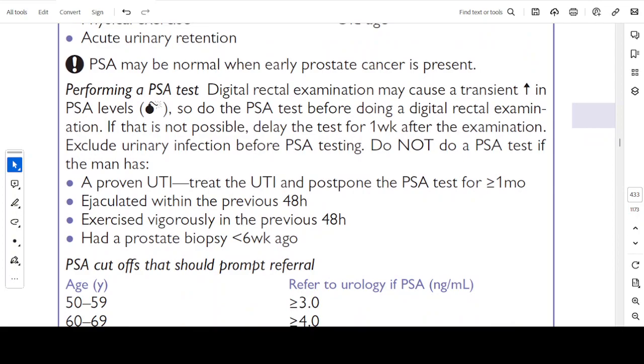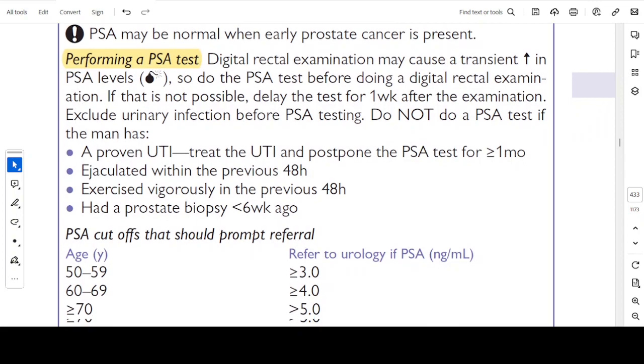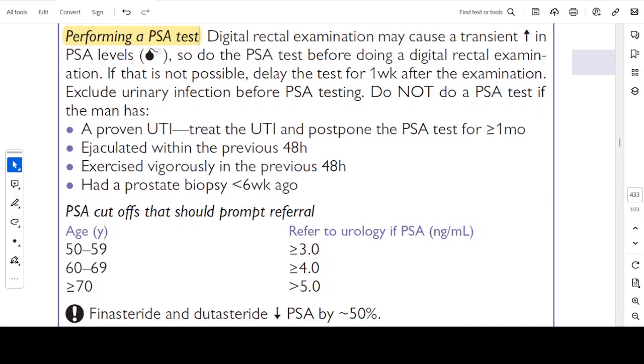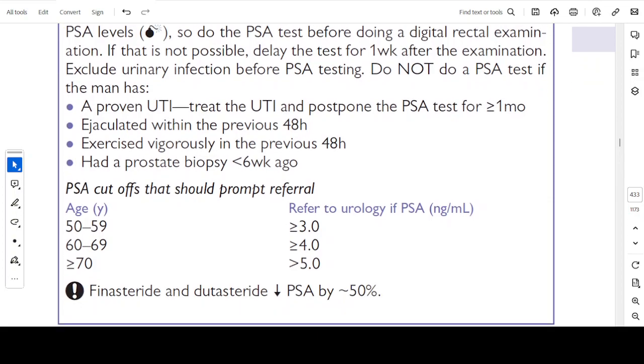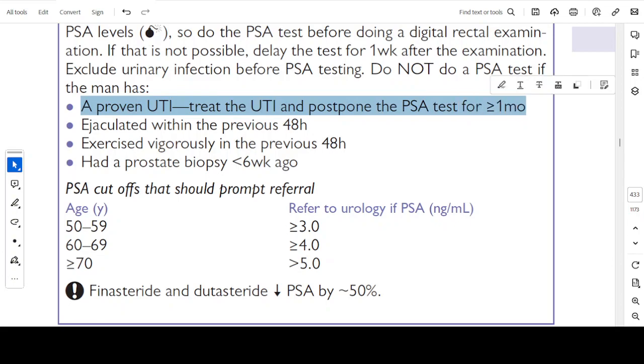Performing a PSA test. Digital rectal examination may cause a transient increase in PSA levels, so do the PSA test before doing the DRE. If that is not possible, delay the test for 1 week after examination. Exclude urinary infection before testing PSA. Do not do a PSA test if the man has a proven UTI. Treat the UTI and postpone the PSA test for more than 1 month. So in case of a DRE, you have to postpone the test for 1 week. In case of a UTI, postpone the test for 1 month.